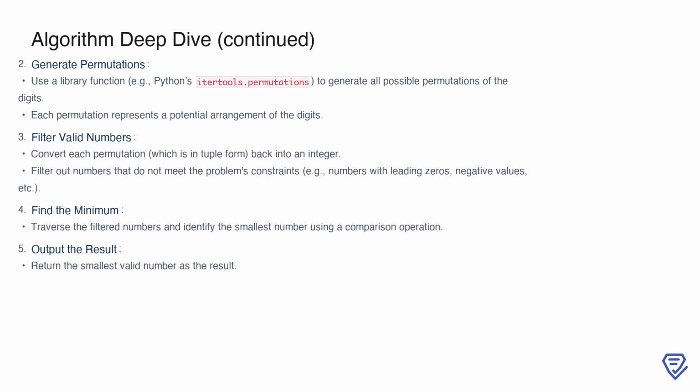Once we have these permutations, we move on to filtering valid numbers. At this stage, we convert each permutation, which is initially represented as a tuple, back into an integer. During this conversion, we ensure that we filter out numbers that do not meet the constraints, such as those with leading zeros or, depending on the problem's scope, negative values. With a set of valid numbers in hand, we then identify the smallest number by traversing through this list and using a simple comparison operation. Finally, the result, which is the smallest valid number, is returned as the output.